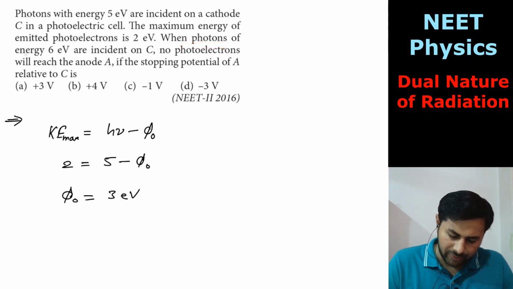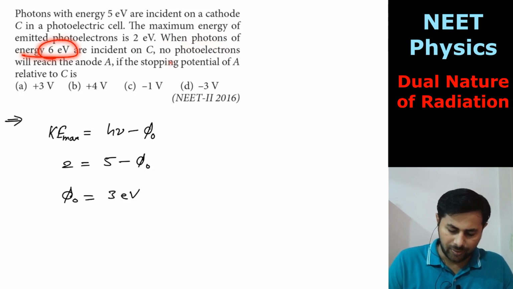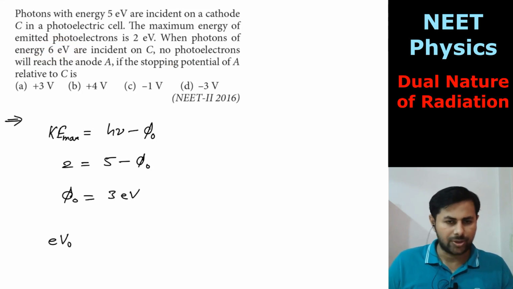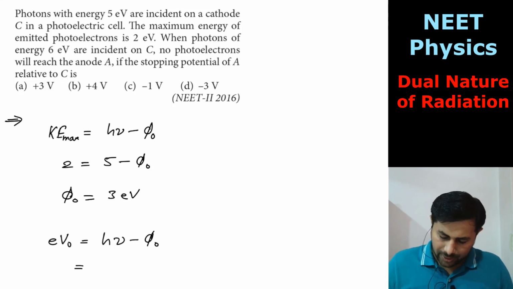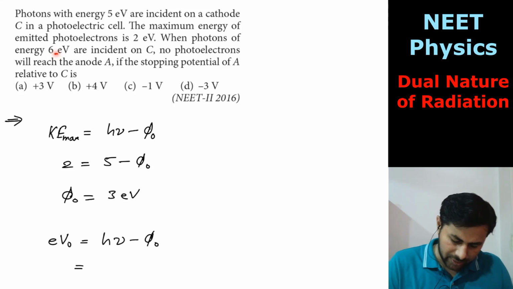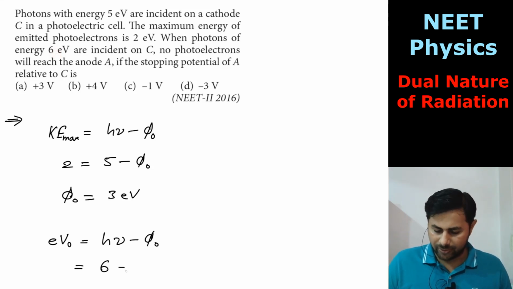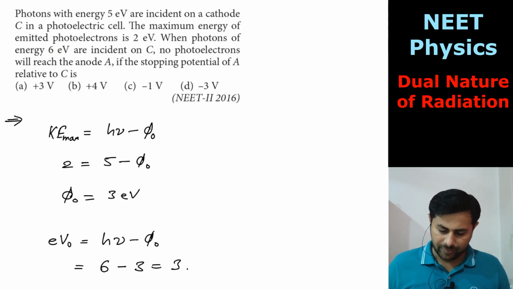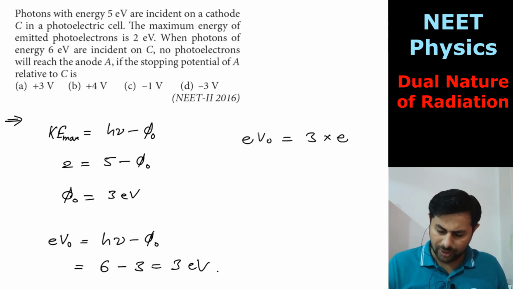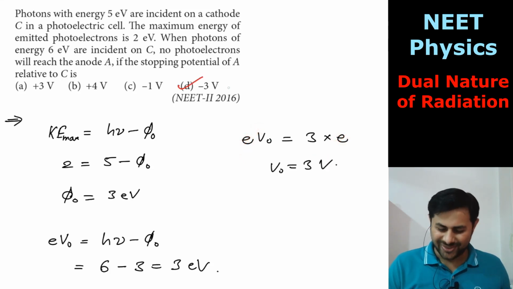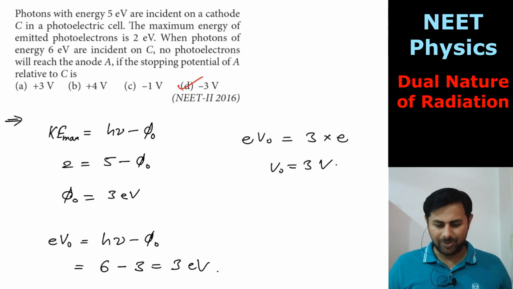So you take second equation, when photons of energy 6 electron volts are incident, no photoelectrons will reach the anode. Okay, so you want stopping potential, so eV naught is equal to h nu minus phi naught, right? So this is 6 electron volts, so 6 minus phi naught is what? 3, so this is 3 electron volts, and therefore eV naught is equal to 3 electron volts, that is 3 times e. So stopping potential would be equal to what? 3. That's correct. No, it is minus 3 only. Stopping potential is always negative.